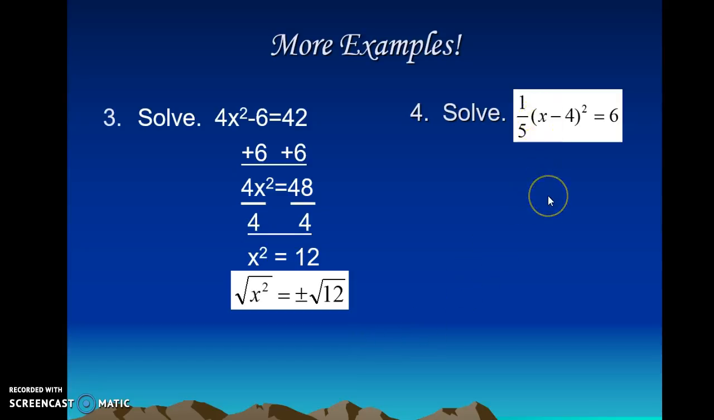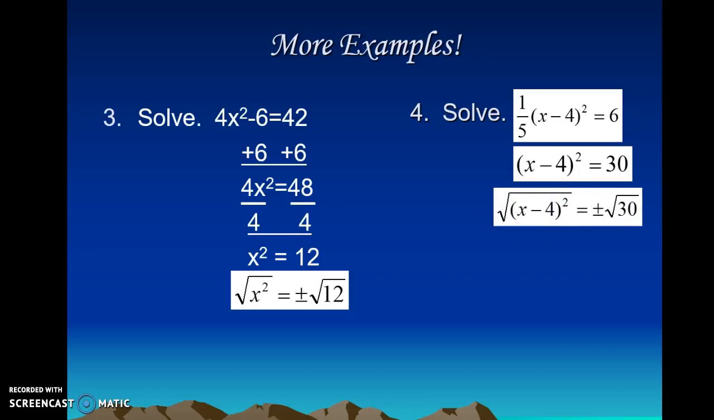Okay, look at example number 4. Take a minute, see if you can solve that on your own. Remember to cancel out a fraction, all we have to do is multiply by the reciprocal. When you're finished with the problem, start the video back up. So we should have multiplied by 5 to begin with. Taken positive or negative the square root.